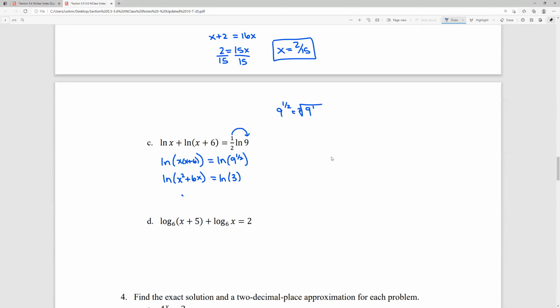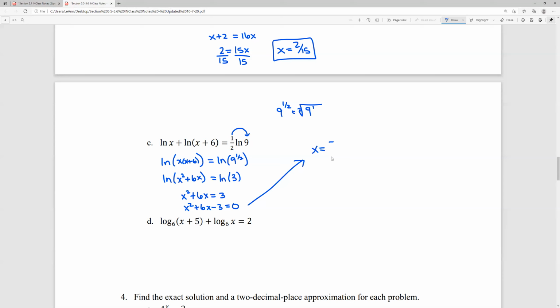Okay, so we set these equal. x squared plus 6x equals 3. Move everything over since this is quadratic. Unfortunately, this does not factor. There's no factors of 3 that are different sign that are going to make 6. So we have to use the quadratic formula to solve it.